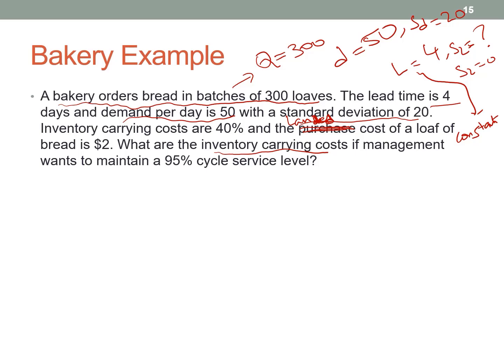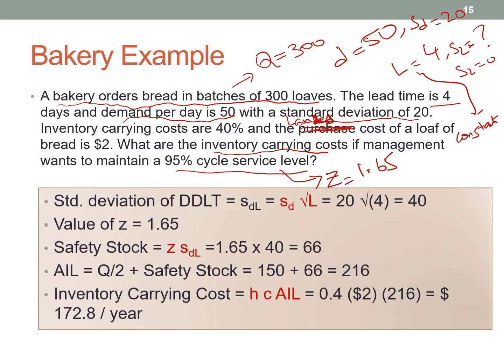What are the inventory carrying costs if management wants to maintain a 95% cycle service level? The cycle service level is useful because it tells us the Z value, and we know that for a 95% cycle service level, Z is simply 1.65, or 1.645 if you want to be more accurate. So let's solve this problem.